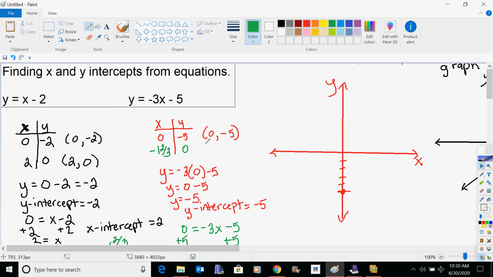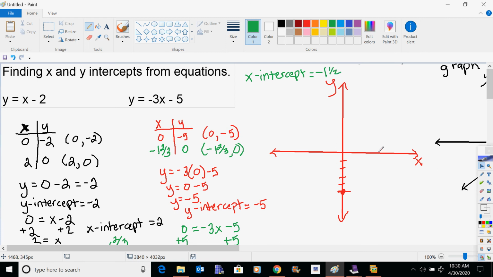Yes, it's a fraction. That's okay. My ordered pair is (negative 1 and 2/3, 0). So my x-intercept equals negative 1 and 2/3. That's our second answer there.